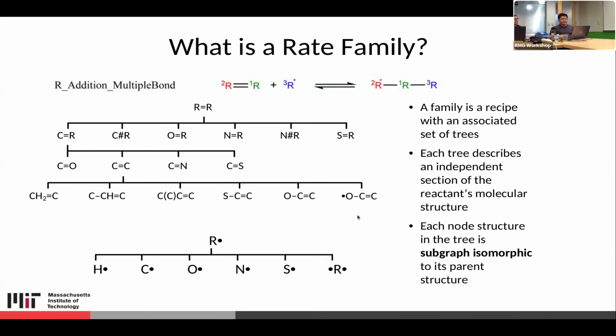Each tree independently describes a section of the reactant's molecular structure. In this case, it's a bimolecular reaction. So there's one tree that corresponds to the R double bond R, and then there's another tree for the R radical. Each node structure in the tree is subgraph isomorphic to its parent structure, so basically it's a smaller set that's contained by the parent.